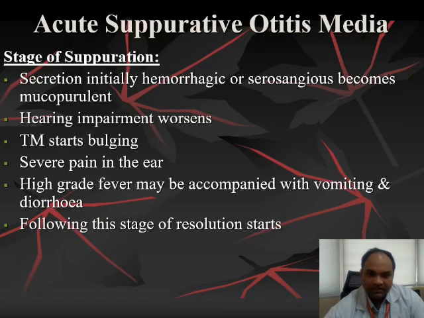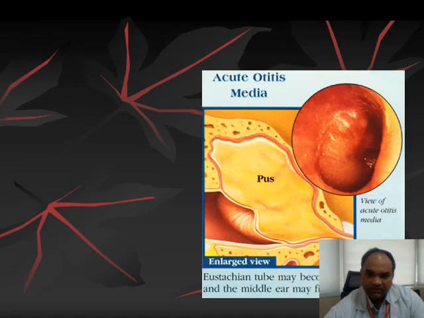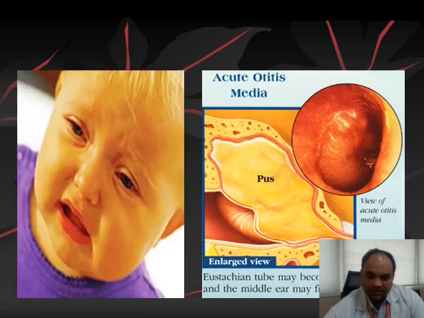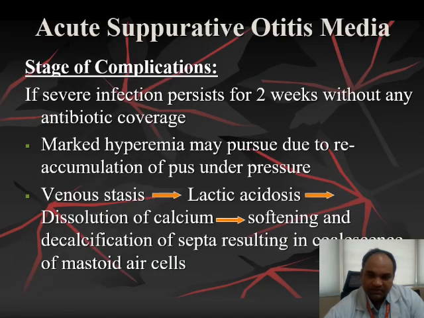Okay, and then the stage of suppuration, as the name indicates, the ear drum is now being perforated by the pressure of the discharge. Okay, so you can see the whole pus in this diagram, absolutely bulging the eardrum. The child will cry excessively, but soon after bursting, the pain may relieve for a while.